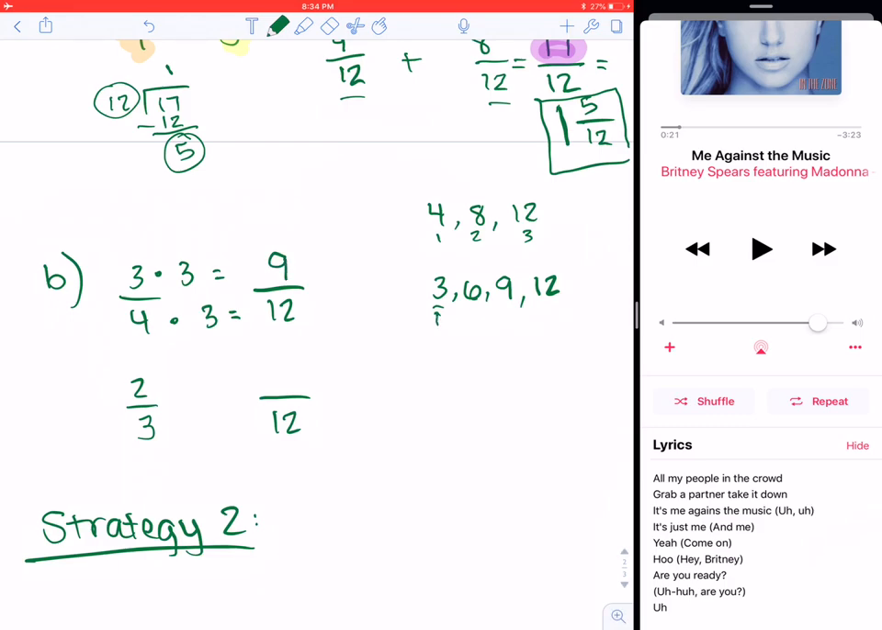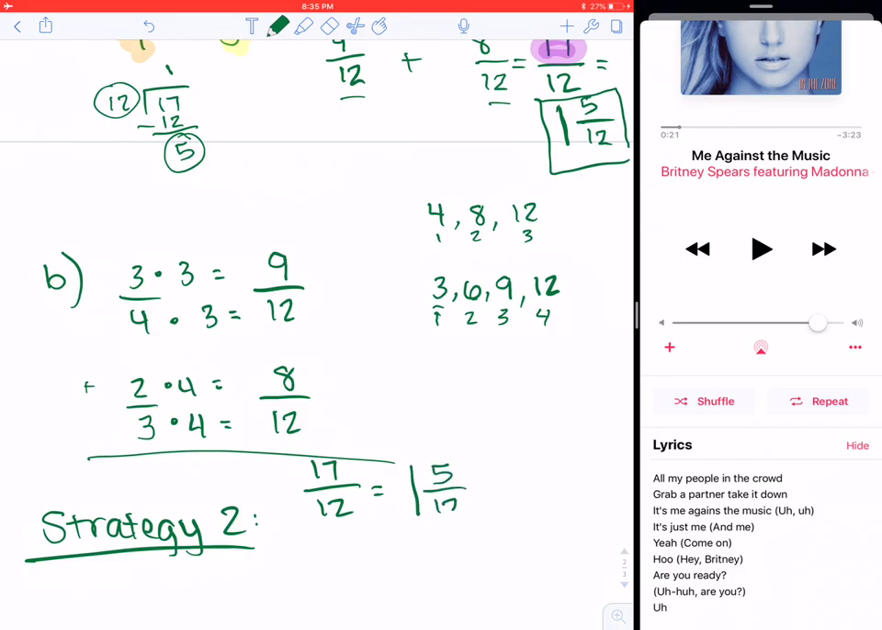Similarly for 3, I multiplied 1, 2, 3, 4 times. So I need to multiply times 4. What I do to the bottom, I have to do to the top, and I get 8/12. Now my problem was to add these, so I still want to add them. I have 9 plus 8 is 17 over 12, but I don't want to leave it that way. So 12 goes into 17 one whole time. 17 minus 12 leaves me with 5 left over, and my denominator doesn't change. Same answer, 2 different strategies.